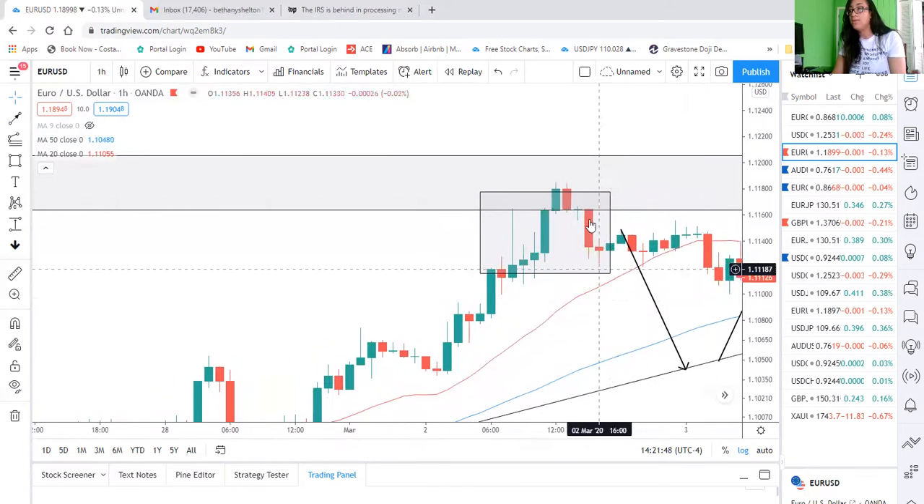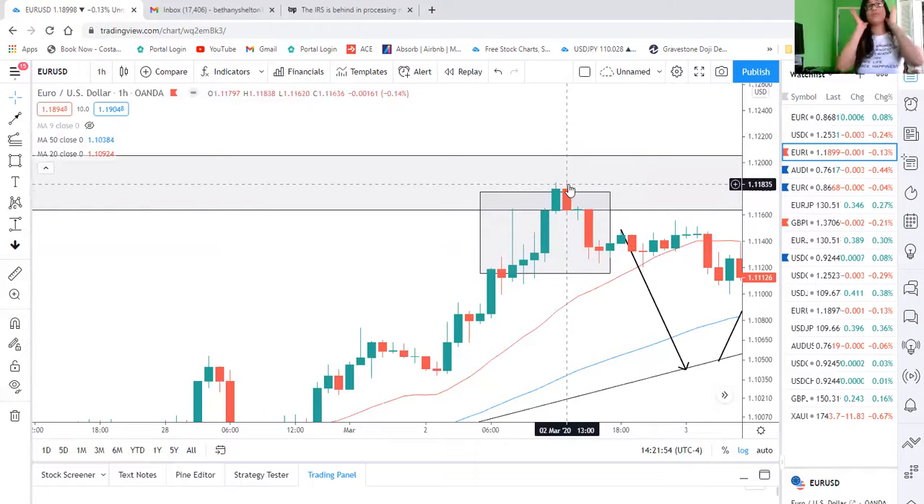I usually like to wait for a double top because a really good percentage of the time, I want to go ahead and say 75% of the time, when price leaves a supply or demand area, it will do a double top or a double bottom. And then you can get in off of the double top.